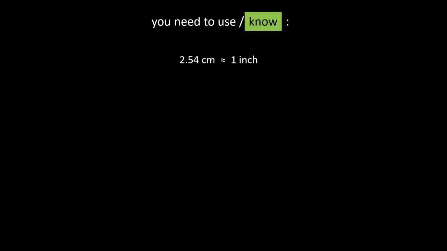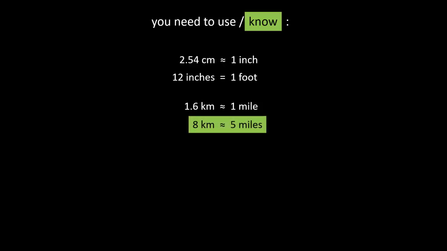What do you need to use and what do you need to know? There's two things. Some of these you're going to use, some of them you do need to know. And see the wobbly equals? That means it's about equal or approximately equal to. So 2.54 centimeters is approximately equal to 1 inch. You may well use that. And we know 12 inches is 1 foot. 1.6 kilometers is approximately 1 mile. So we're going to be using these, but this one you need to know: 8 kilometers is approximately equal to 5 miles. You need to commit that to memory.